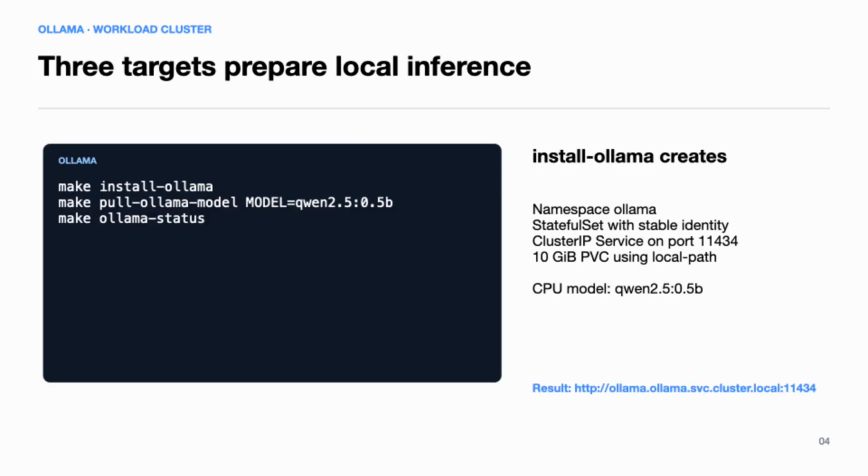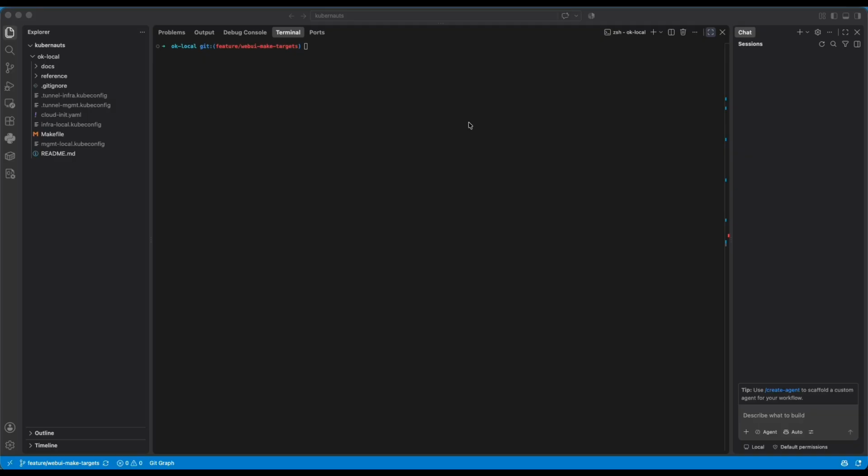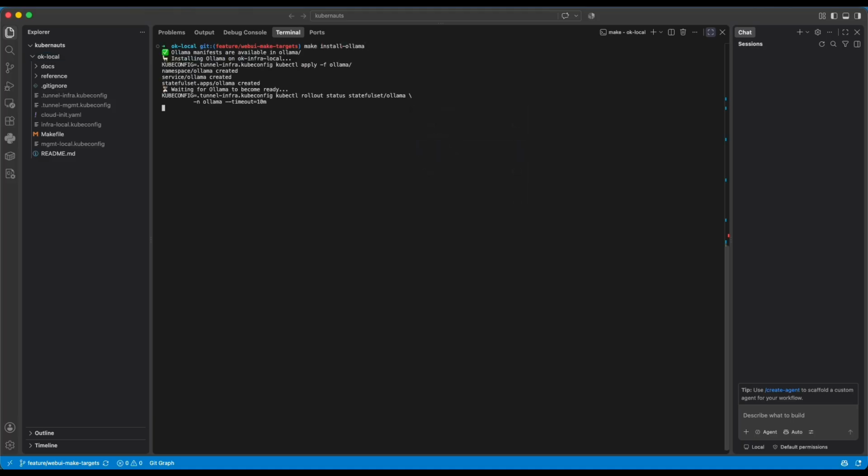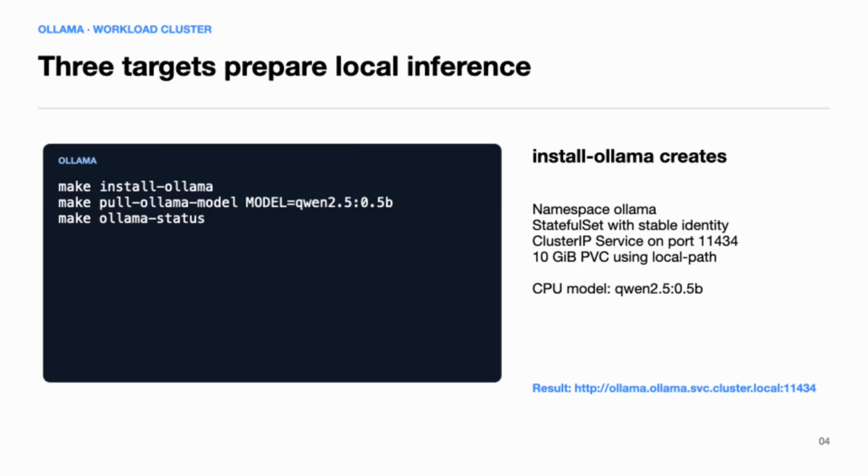Ollama runs as a Kubernetes workload on OK Infra Local, not as a process on the Multipass host. Make install-ollama generates the namespace, service, and stateful set manifests in the repository, applies them with the infra tunnel kubeconfig, and waits for the rollout. The stateful set PVC keeps downloaded models across pod restarts.